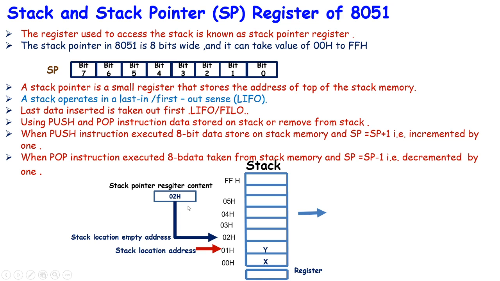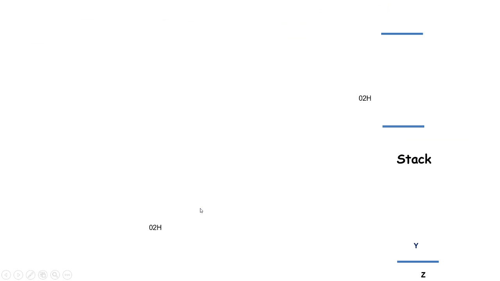Now this is the structure of the stack. This stack memory runs from 00 to FFH, 256 bytes, and this is the data X, Y stored on the stack. The stack pointer register contains the top address of the stack, here 02H is stored in the stack pointer register. It always holds the top address of the stack memory.